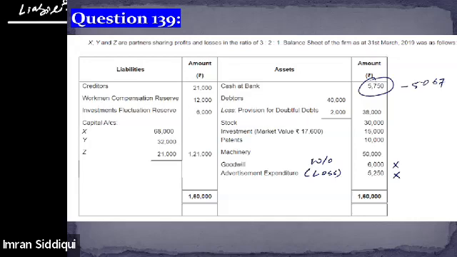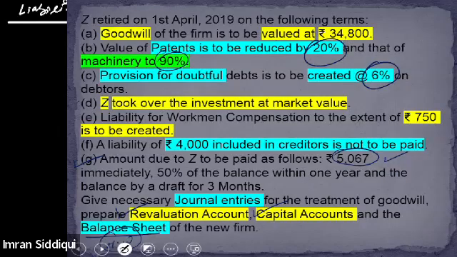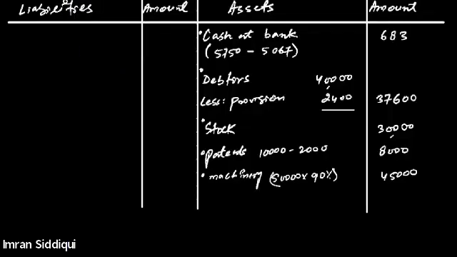Coming to the liability side of the balance sheet, the first item we have is creditor. I think there was some adjustment regarding the creditor as well. Let me check. A liability of 4,000 included in creditor is not to be paid. That means the overall liability toward creditor is reduced by 4,000. So the new value of the creditors, earlier it was 21,000. Now we will reduce 4,000 out of it, and the remaining amount will be the value of the creditor, 17,000. Got it, all of you?